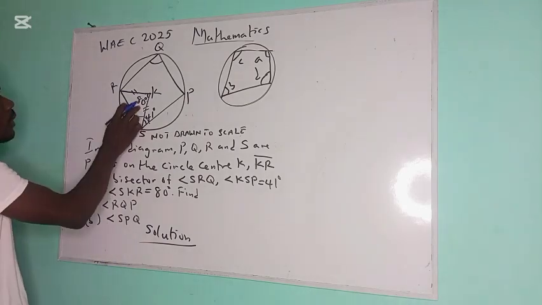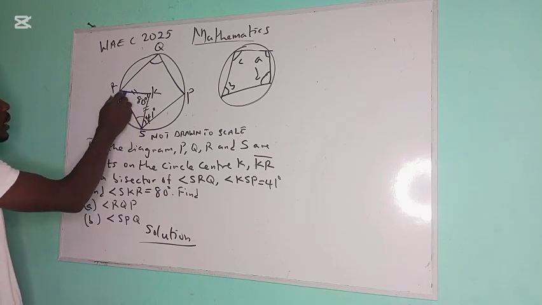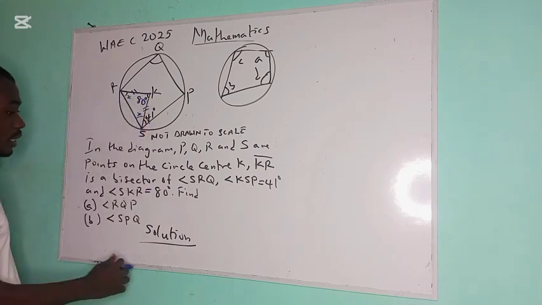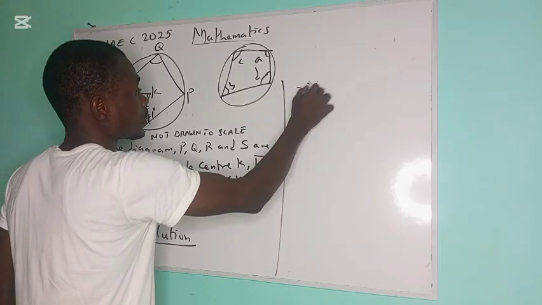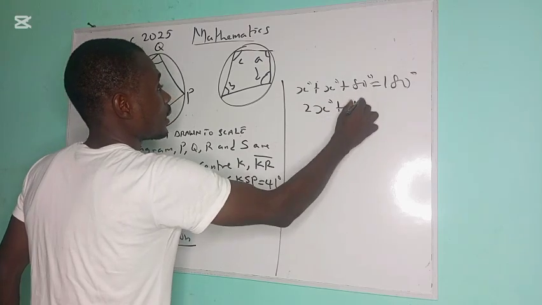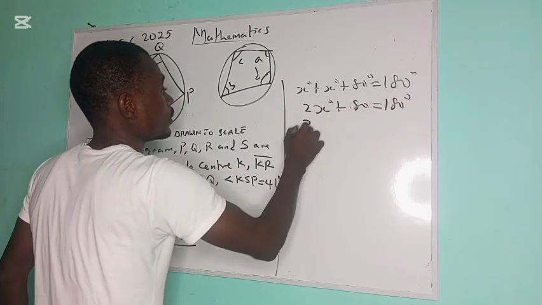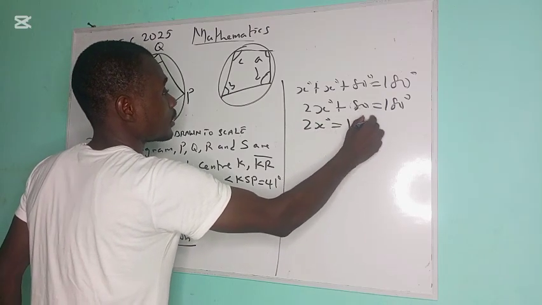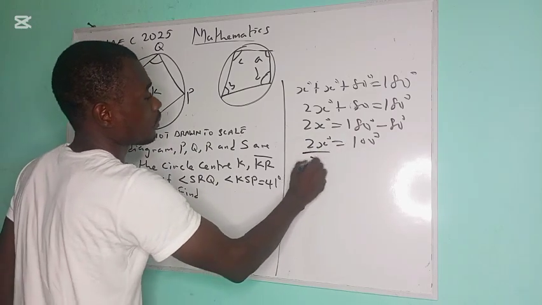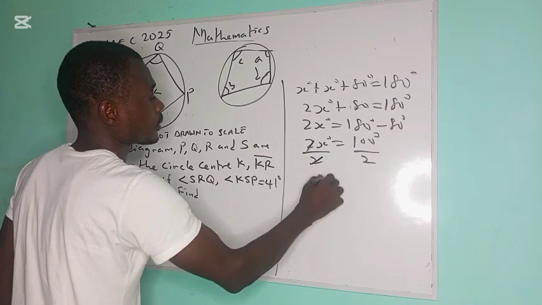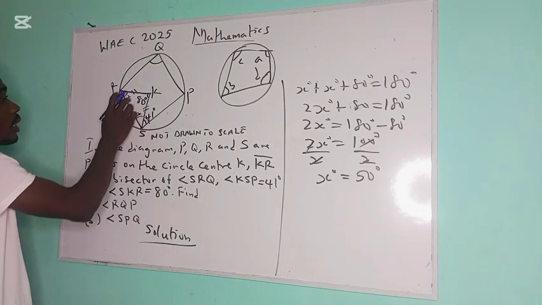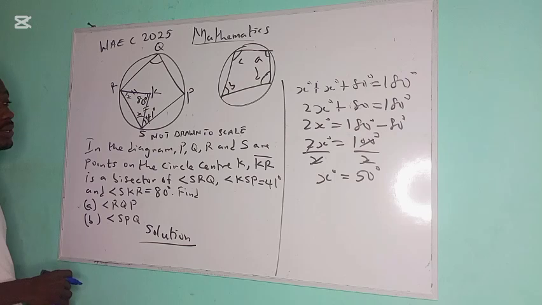Now let's apply it. We have one of the angles to be 80, but we don't know the others. Let's say this is x, and this is also x. So let's sum the three angles together. x plus x plus 80 is equal to 180 degrees. 2x is equal to 180 degrees minus 80 degrees, so we have 100. Divide both sides by 2, so we have x equal to 50 degrees. That means each angle is 50 degrees, right?